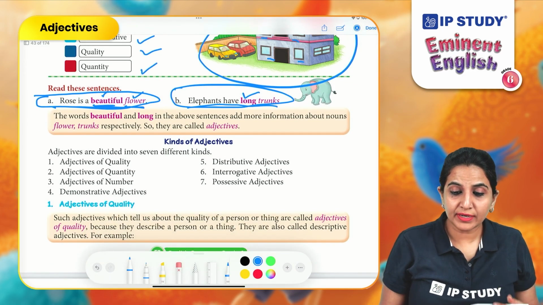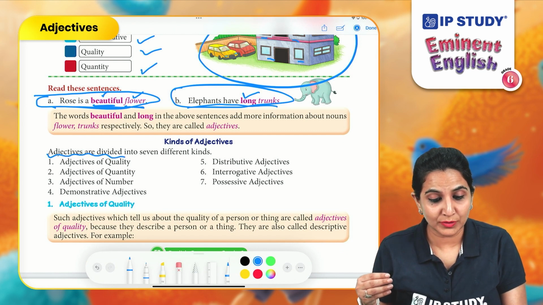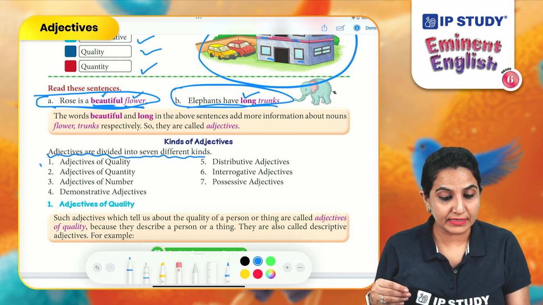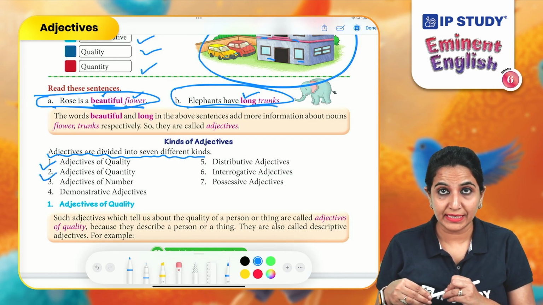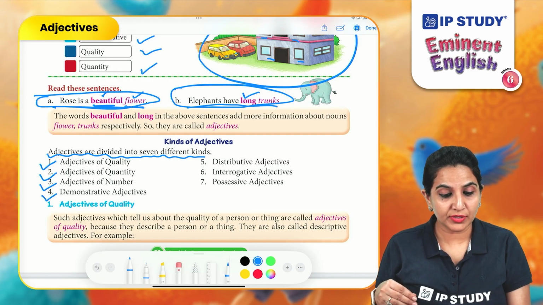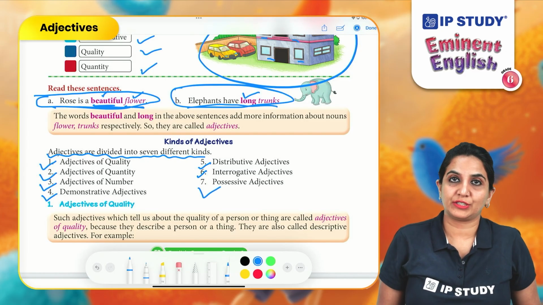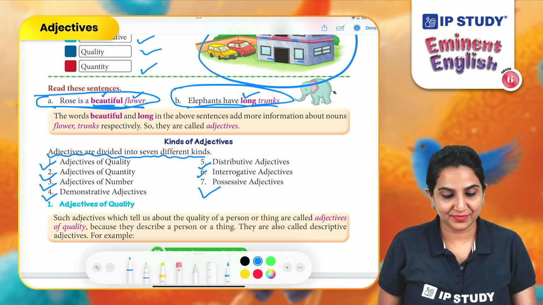There are different kinds of adjectives. Adjectives are divided into 7 different kinds. What are those? Adjectives of quality, adjectives of quantity, adjectives of number, demonstrative adjectives, distributive adjectives, interrogative adjectives, and possessive adjectives. We will study each of these kinds in detail.